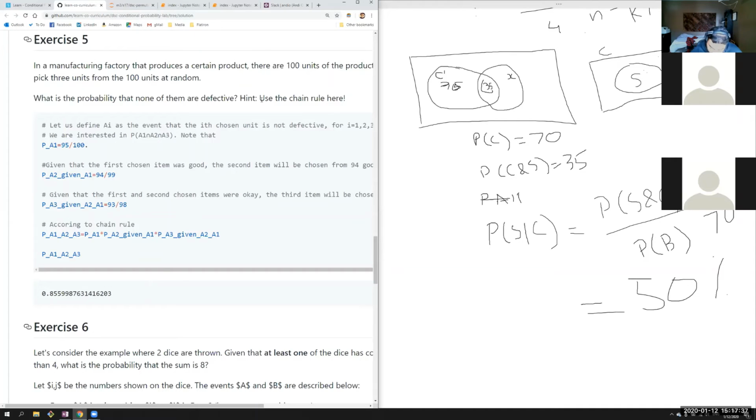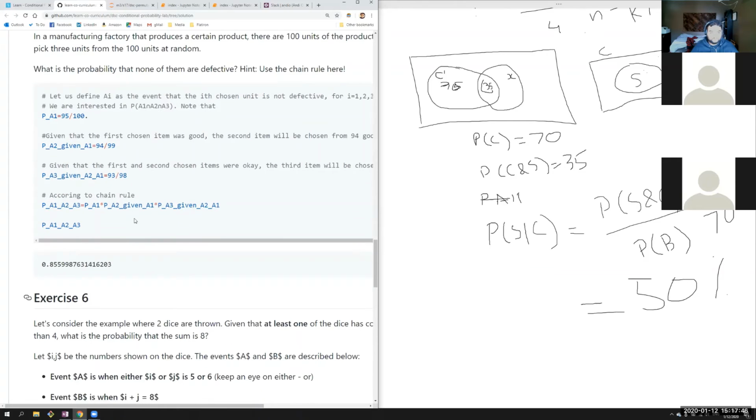What the hell was the chain rule? Okay, I have the chain rule. Oh man, this was gross. I don't even want to do this right now. Ugh. Okay.